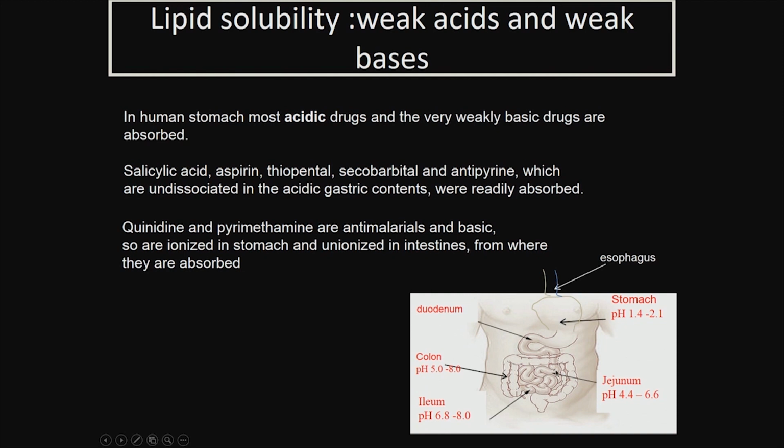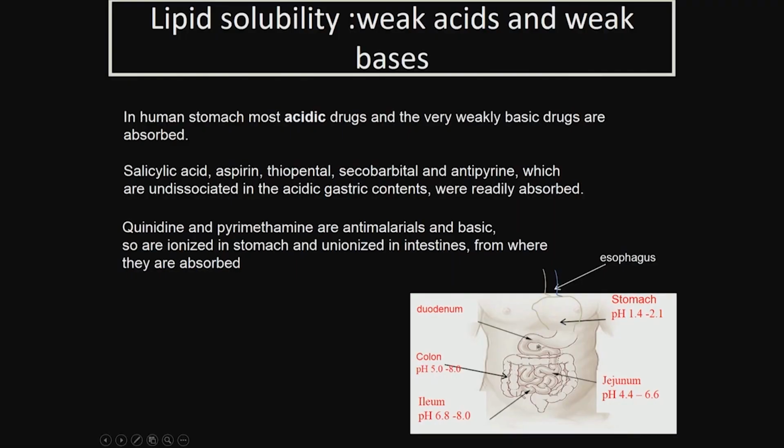So, the drugs, depending upon whether they are weakly acidic or weakly basic, will start dissociating depending upon the pH, and so the absorption of the drugs may change dramatically. Some drugs may get absorbed in the stomach, some drugs get absorbed down the line into the small intestine because of the differences in pH. So, we look at that.